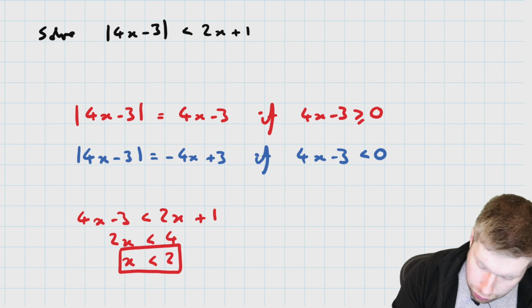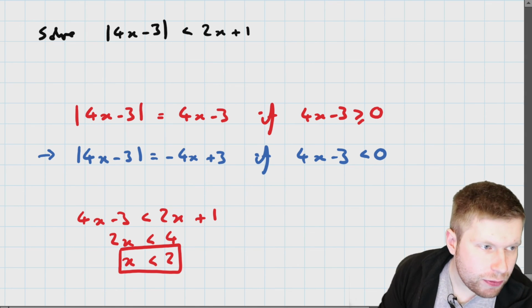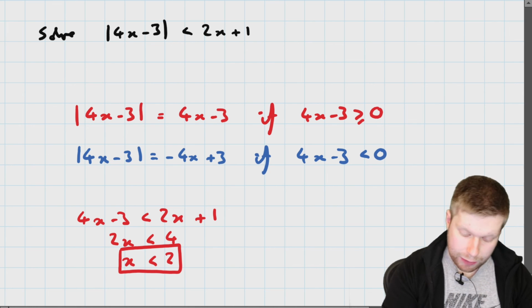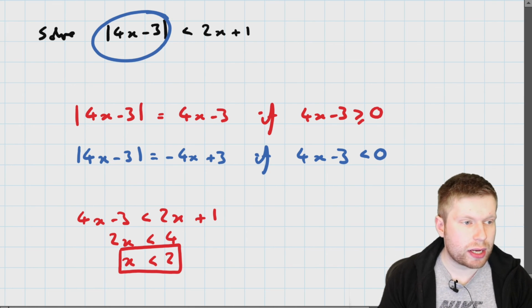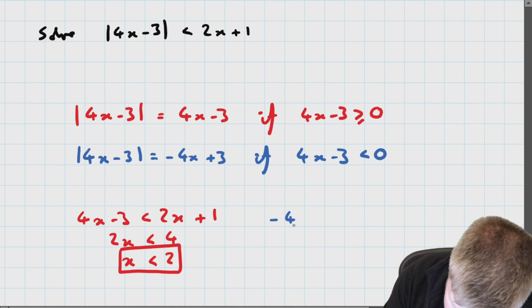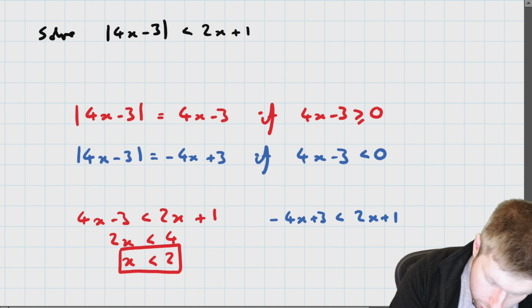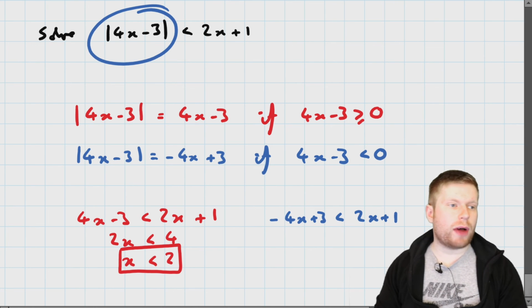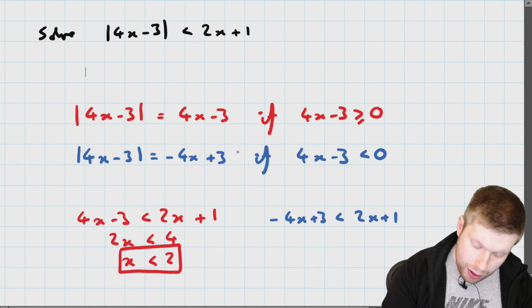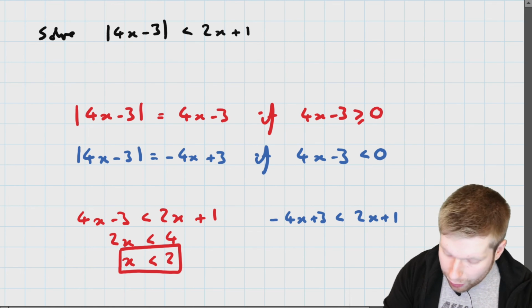Now the other situation, remember, is that if 4x minus 3 is negative, then I'm going to have to deal with the absolute value of 4x minus 3 as if it was negative 4x plus 3. So if I do that, I have negative 4x plus 3 is less than 2x plus 1. So you notice all I'm doing there is just substituting the absolute value of 4x minus 3 with the case if it was negative, or if it was positive in the red. Okay, now I can deal with this.